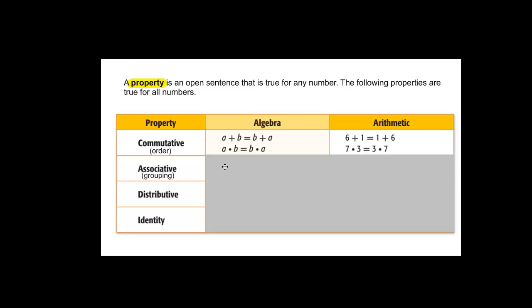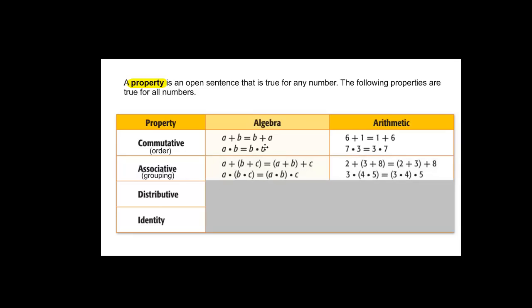The associative property deals with grouping of numbers. So when you have 3 numbers, such as is given in these examples, if we group the last 2 together, we'll get the same answer as if we group the first 2 together. If I add 3 and 8, I get 11. Add 2 to that, I get 13. That's the same thing as taking 2 plus 3, which is 5, plus 8, which is still 13. So the associative property tells us it doesn't matter what order we group them.